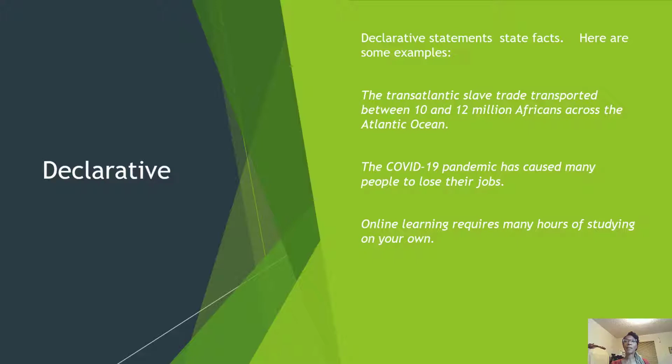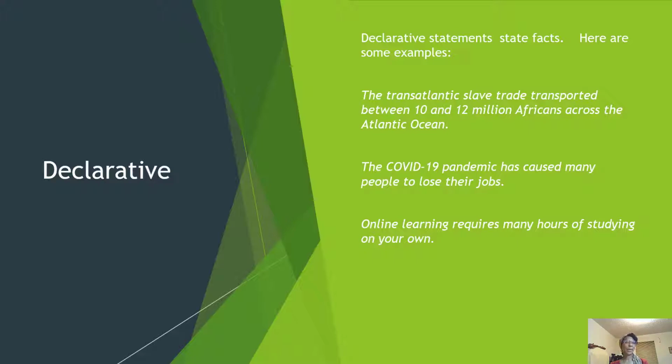So declarative statements state facts. So here are some examples. The transatlantic slave trade transported between 10 and 12 million Africans across the Atlantic Ocean. The COVID-19 pandemic has caused many people to lose their jobs. Online learning requires many hours of studying on your own.